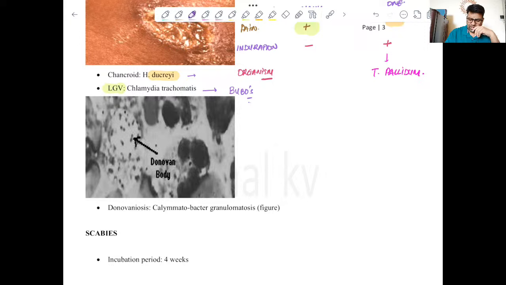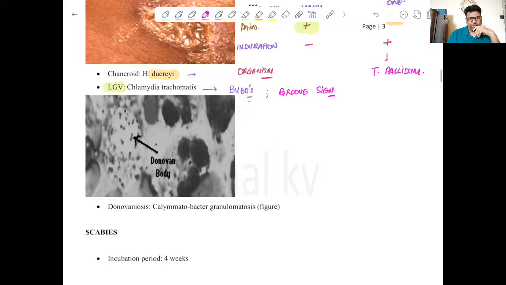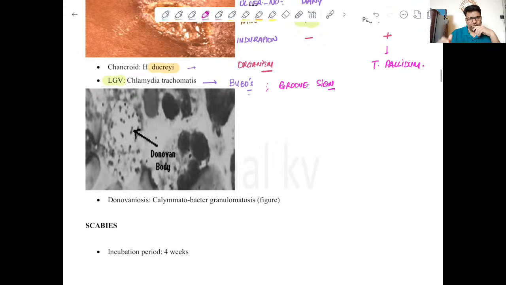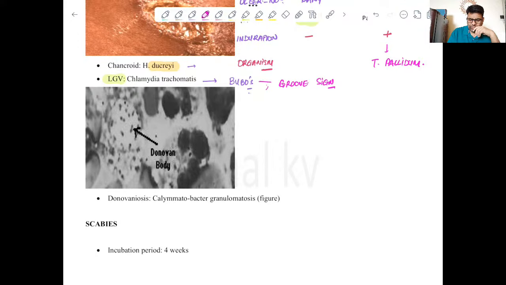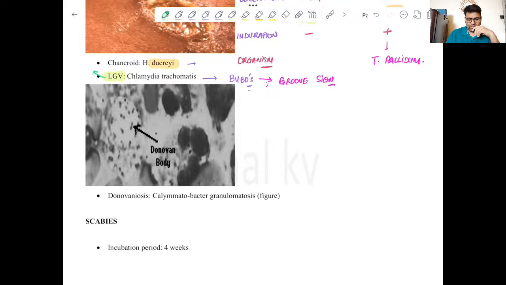there is a classical groove sign, right? So the inguinal and the femoral lymph nodes are enlarged, and the region of the inguinal ligament converts into a groove. So that is a classical groove sign for LGV. Now this is considered a genital ulcer disease, but by the time the patient comes to us, that ulcer stage has already passed. So mostly he comes to us with enlarged lymph nodes.